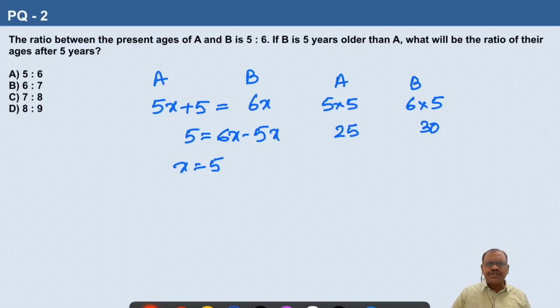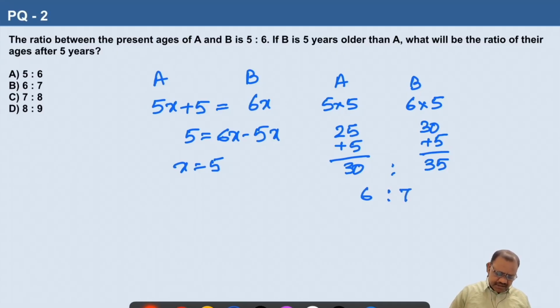So what is the ratio of their ages after 5 years? So after 5 years, we should add 5 to both. So what do you get? 30 and 35. So what is the ratio? So the ratio is 6:7 is the ratio of A and B after 5 years. So the correct answer is option B.